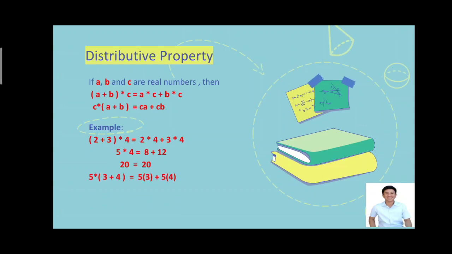So, another example, 5 multiplied by 3 plus 4. So, pag dinidistribute, 5 times 3 plus 5 times 4. So, pag in-evaluate natin siya, 5 times 7 is equal to 15 plus 20. So, pag sinimplify pa natin to, sa left side, makukuha natin yung 5 times 7 is equal to 35. Sa right side naman, 15 plus 20 is equal to 35. So, 35 is equal to 35.